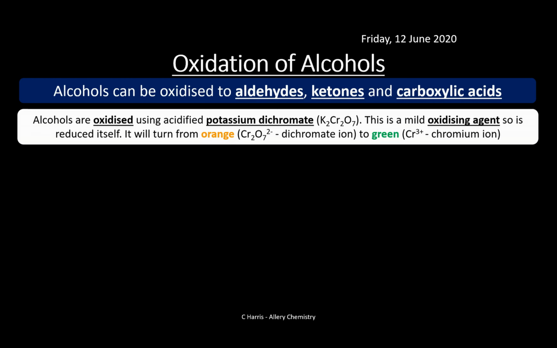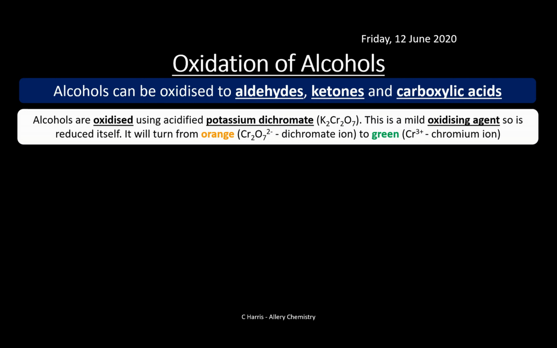In that video we talk about redox in a lot more detail, and what an oxidizing agent is. Remember, oxidation is the loss of electrons, reduction is the gain. An oxidizing agent gains electrons, and a reducing agent loses electrons, so it's effectively the opposite. This is a mild oxidizing agent, so it's reduced itself. It will turn from orange, which is your dichromate ion, Cr2O72-, to a green chromium 3+ ion.